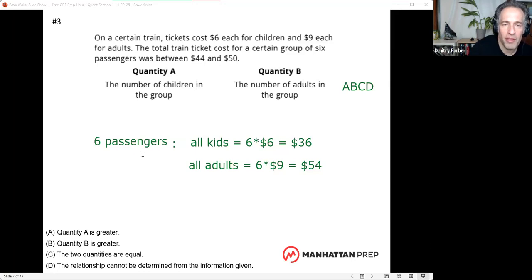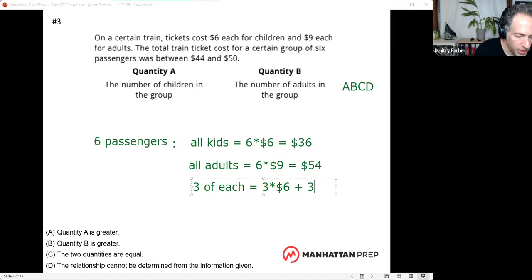But that doesn't tell me yet whether that range of 44 to 50 allows me to have more kids or more adults. So I might then think about, what if it's 3 of each? That would be 3 kids plus 3 adults. You can use your calculator as needed, but that's going to be $18 plus $27. It's all multiples of 9, interestingly. So what is that going to be? That's going to be $45.